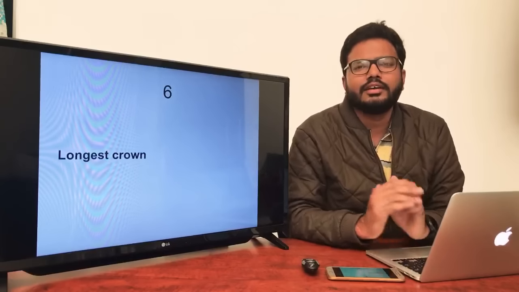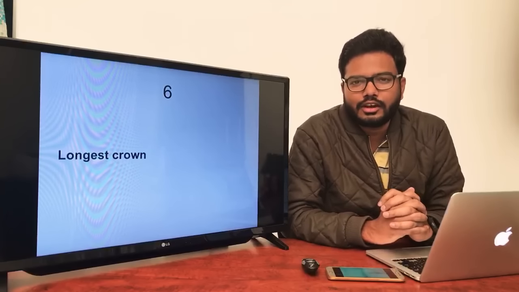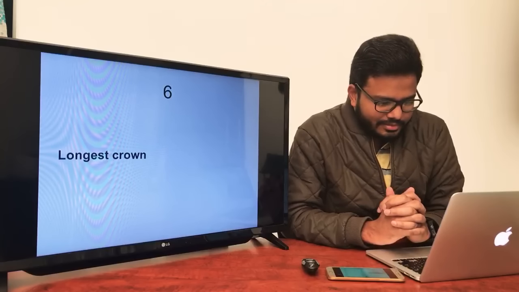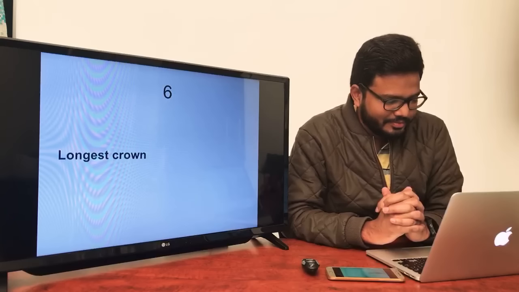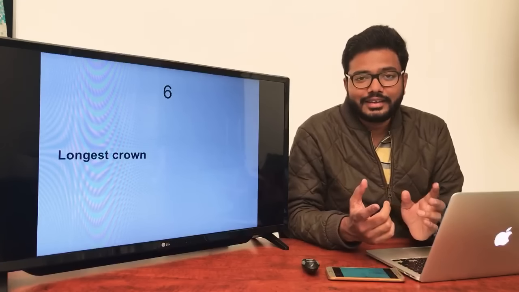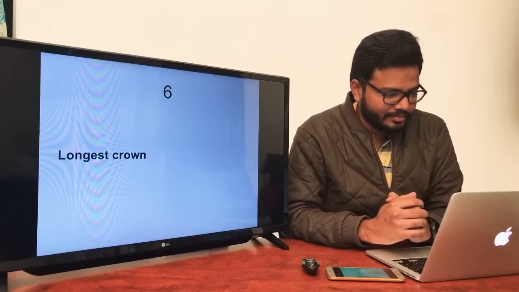Next rapid fire. Longest crown. That's it. Longest crown in the entire dentition. Hi Saima, very good evening. Now you should be more specific, right? You said canine, but is it maxillary canine or mandibular canine?